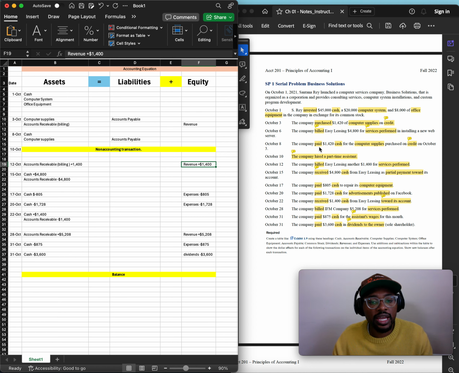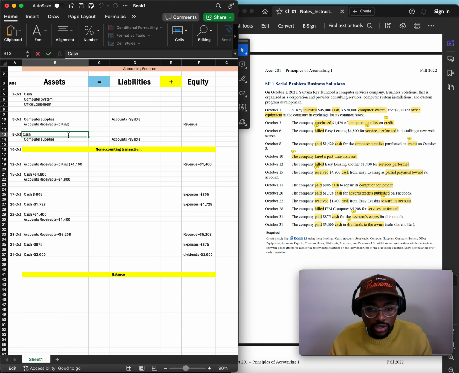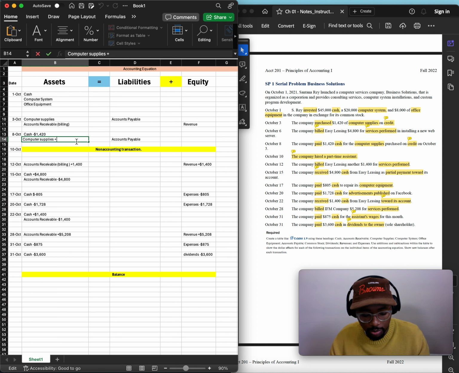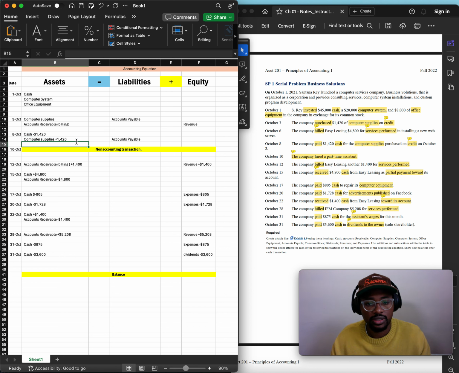All right, October 8th, the company paid again. So we're losing money, cash for computer supplies. So here's the interesting thing. Although we're losing money, we're actually gaining supplies. So let's work this out. We're losing money, so we can put a negative 1,420 in here. We're losing money, right? But we're also gaining computer supplies, right? So we can come here and put a plus 420 here.